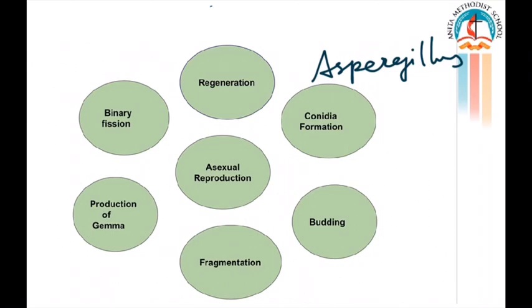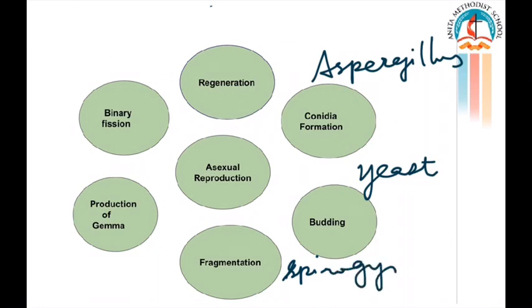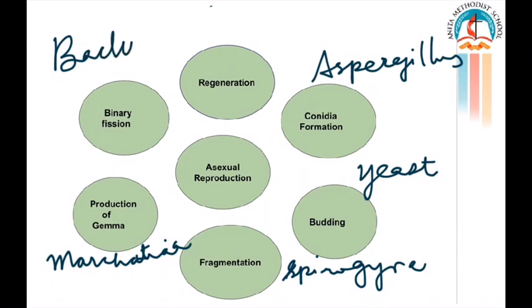Next, budding. Budding is seen in yeast. Next one is fragmentation. It is seen in Spirogyra. The next one is production of gemmae or gemma. You can find this type of reproduction in the plants called Marchantia. Next, binary fission. Bacteria show binary fission reproduction. Next, regeneration. Planaria shows regeneration.